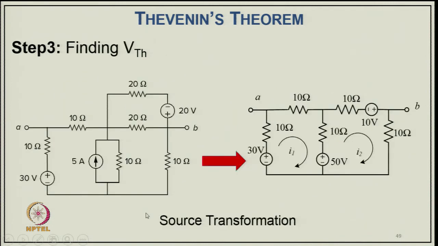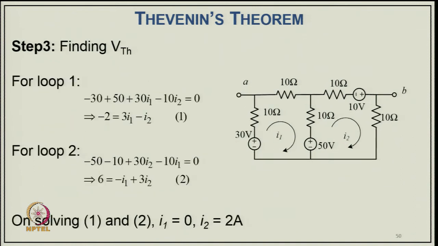Well, now coming to finding the Thevenin voltage. For this, we already have those two terminals open circuit, and now we convert this current source into a voltage source, and the circuit is modified like this. Now we can find the open circuit voltage across it after converting the current source into a voltage source. So for loop 1, we can do loop analysis for this circuit to find the voltage across AB.